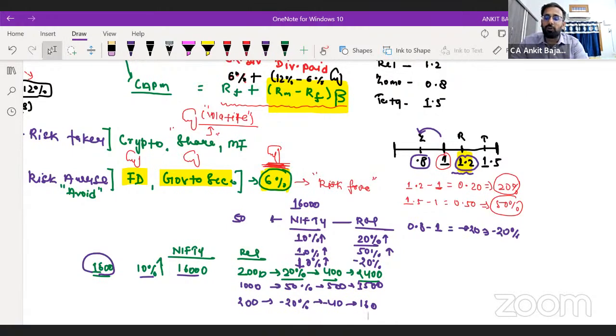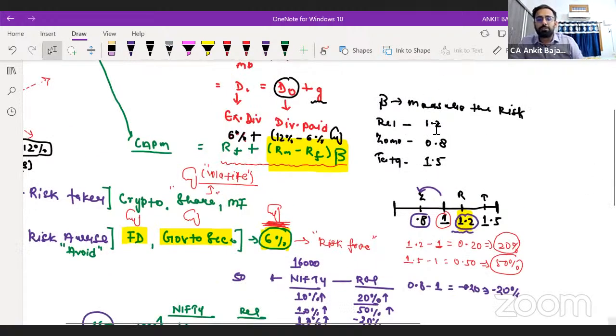So we will be learning about beta, right? How actually we can find out these numbers. So we will be learning this thing, right?